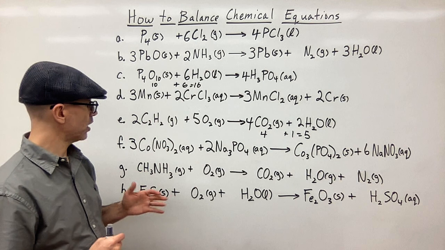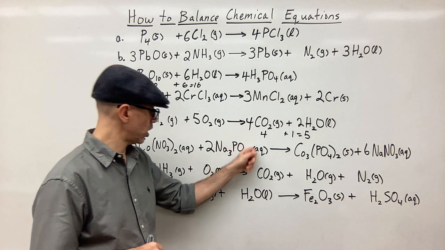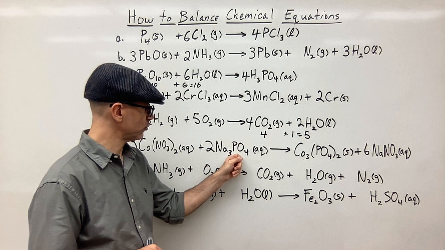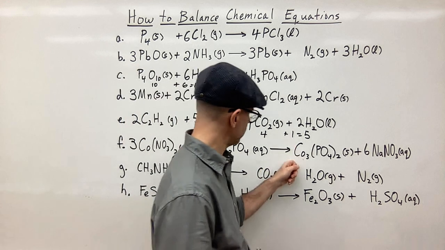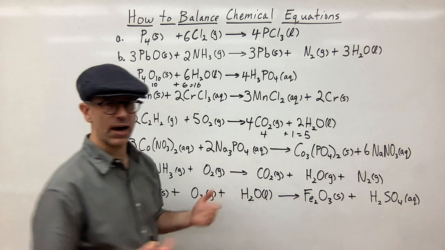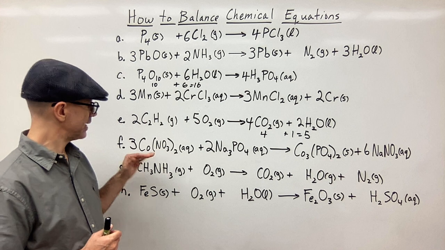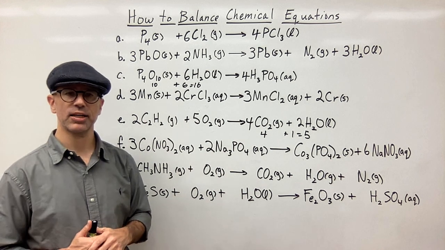Everything's good so far. Now I have phosphate. So here I have 2 times 1. Phosphate gives me 2. And here I have 1 times 2. Phosphates gives me 2. So now the phosphates are balanced. So I don't need to balance anything else. Now everything is balanced in my chemical equation.